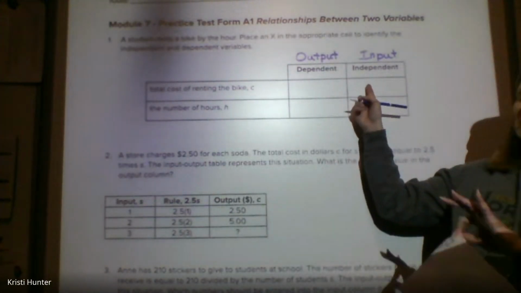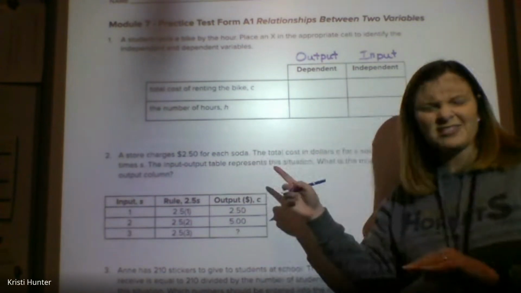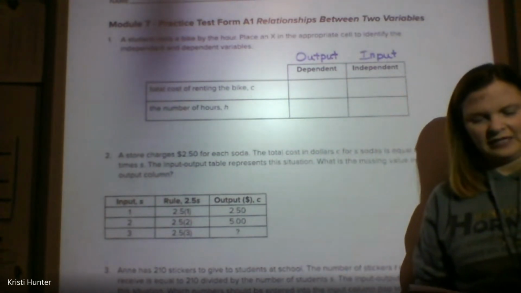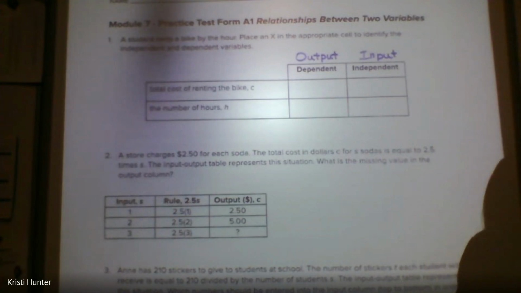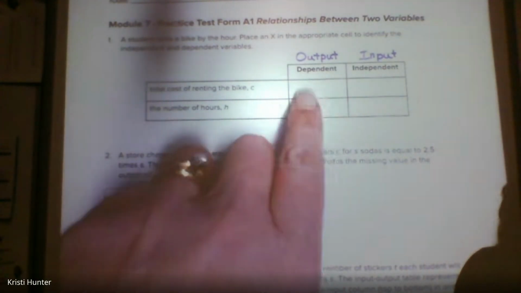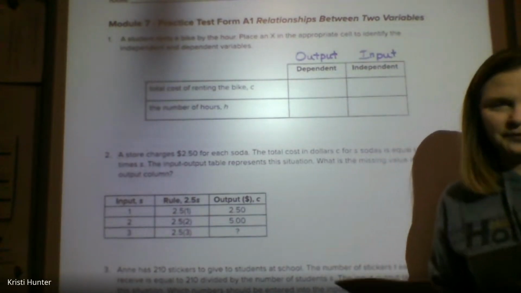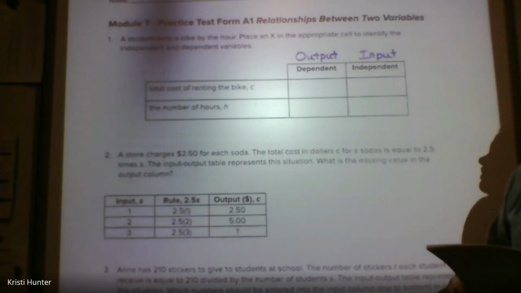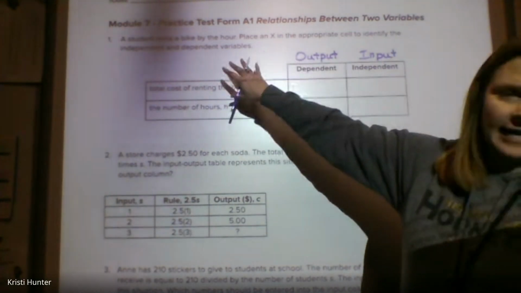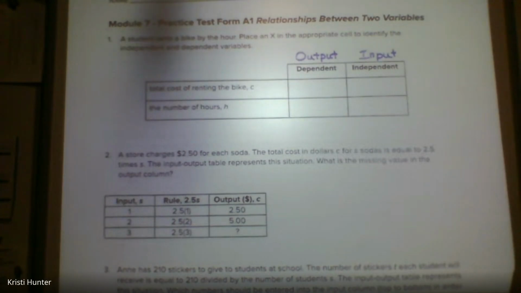So for this question, they have the table kind of backwards, so that can be a little confusing. So the dependent variable is that output number, which we've usually had swapped around. So I don't know why on the test it put it this way, but it just did. So here's what it says. A student rents a bike by the hour. Place an X in the appropriate cell to identify the independent and dependent variables.